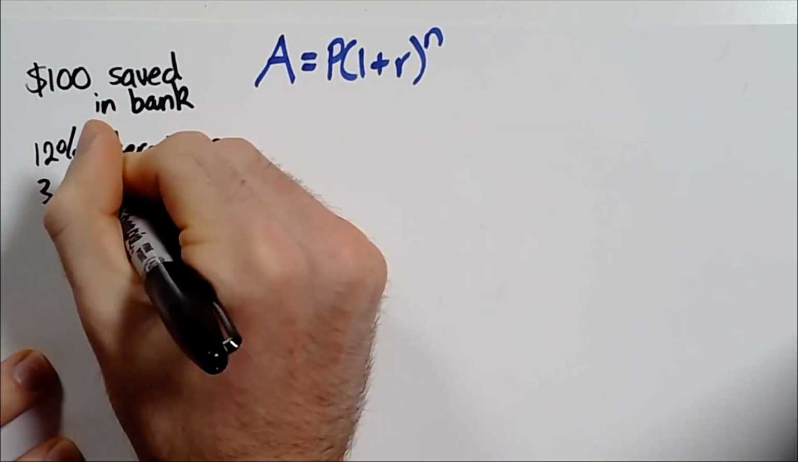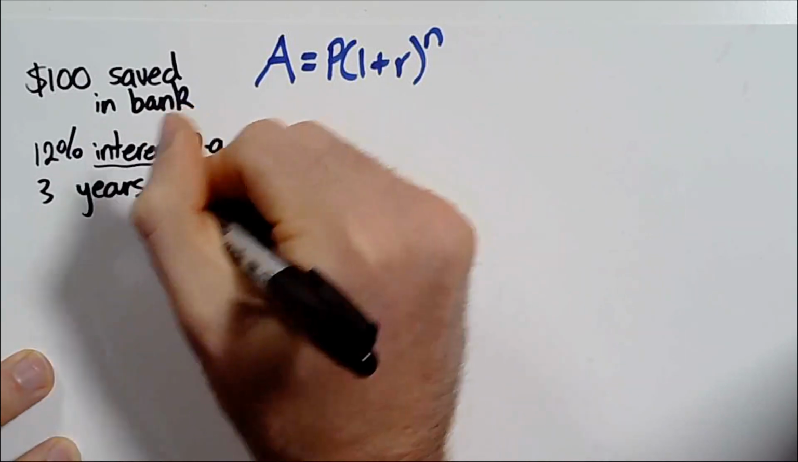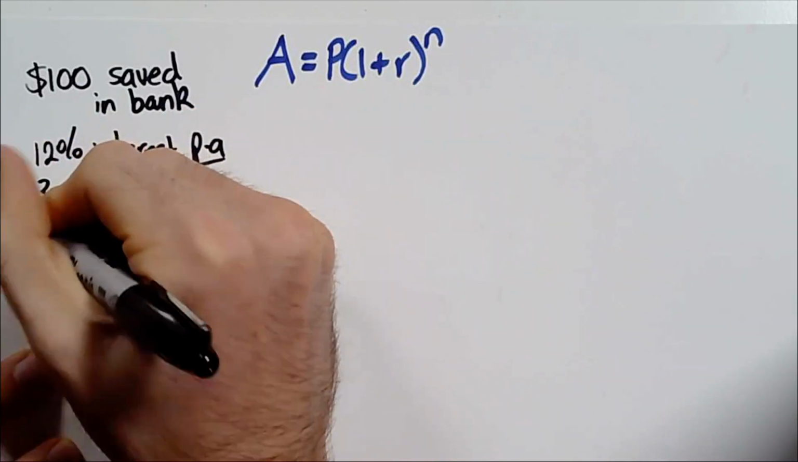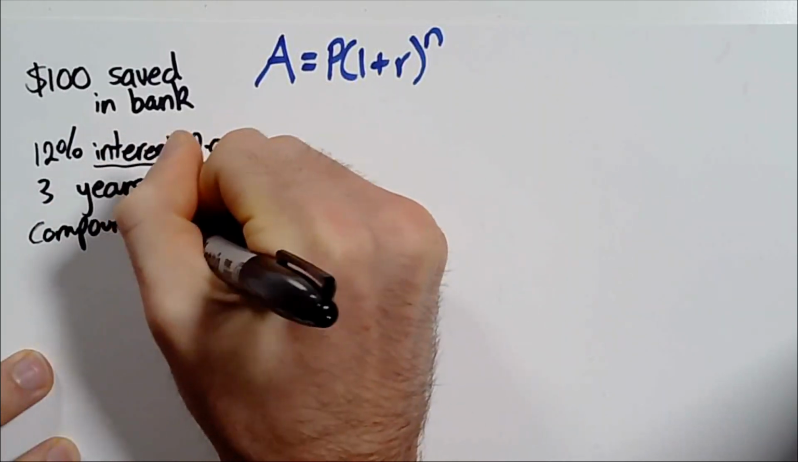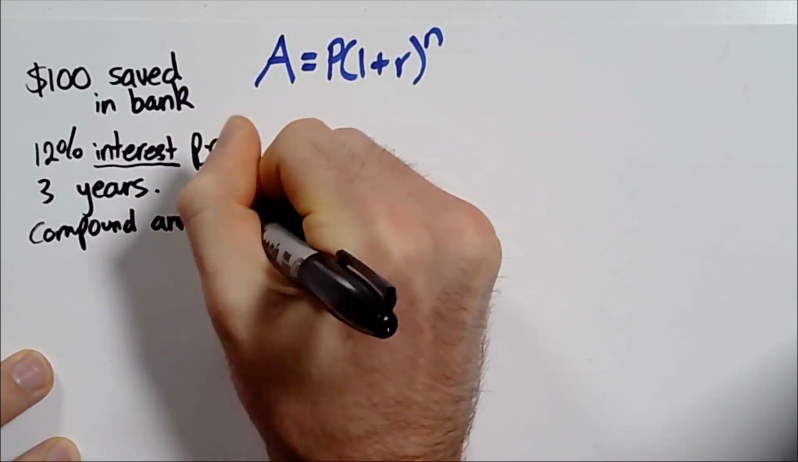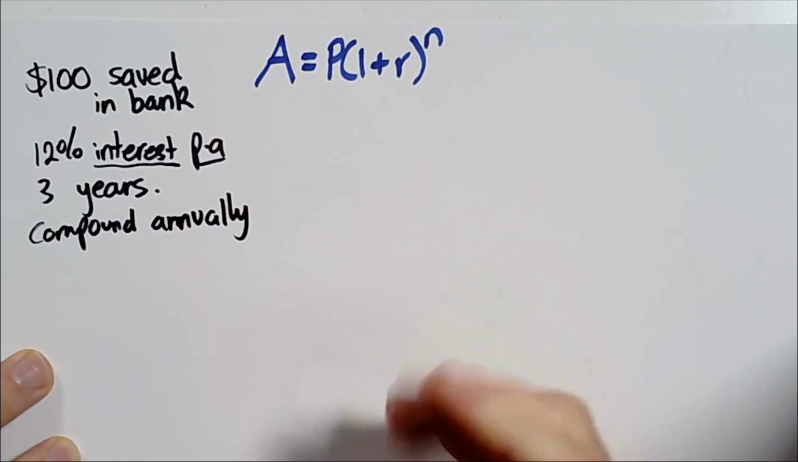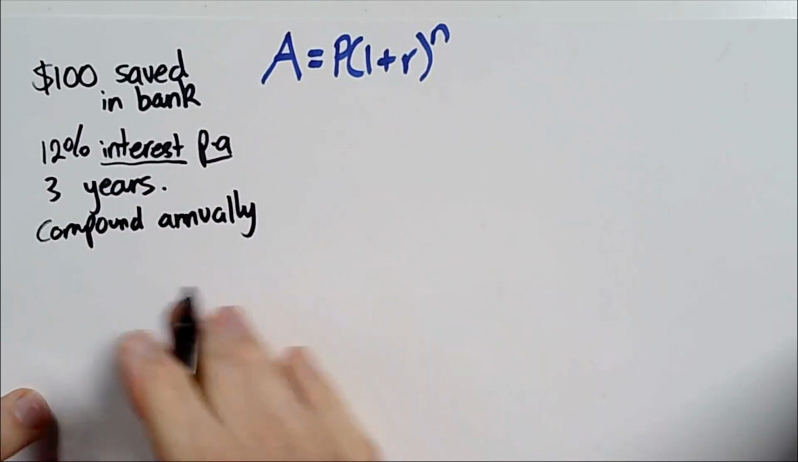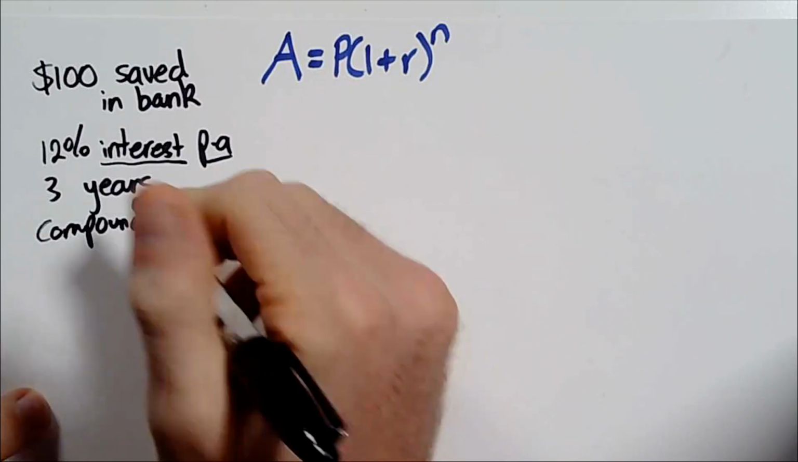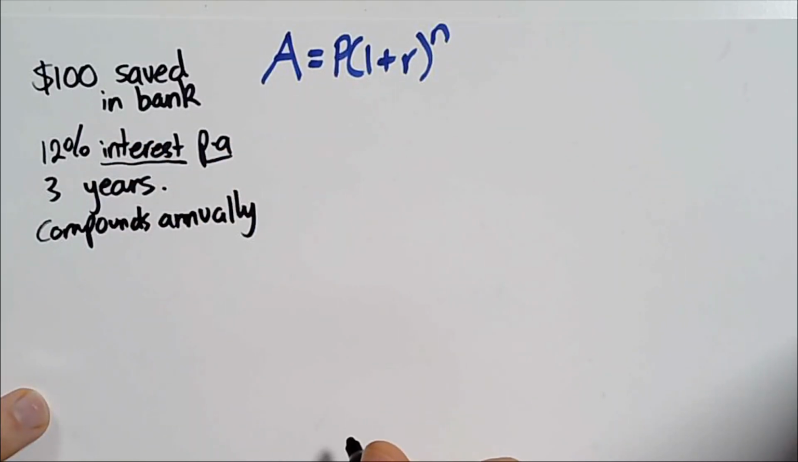Now remember, the type of interest we're getting here in this example is compound interest, and the interest is going to compound annually. Sometimes it compounds monthly, often it does do monthly. But in this case, as a basic example, we're going to say that the interest compounds annually, okay? Now, what does that mean?